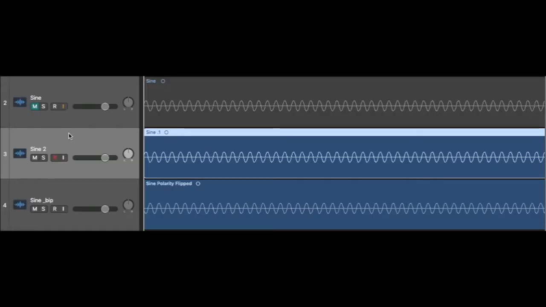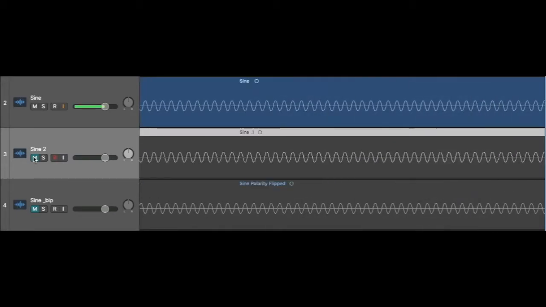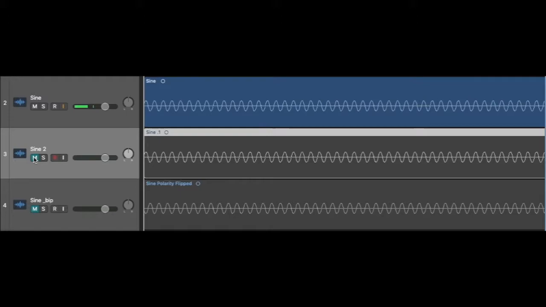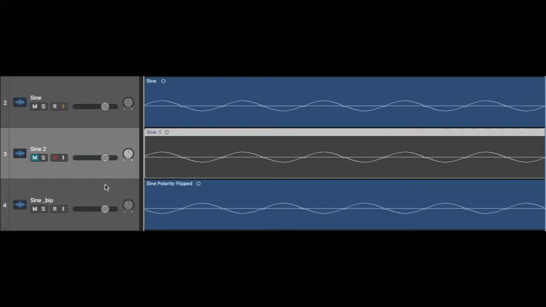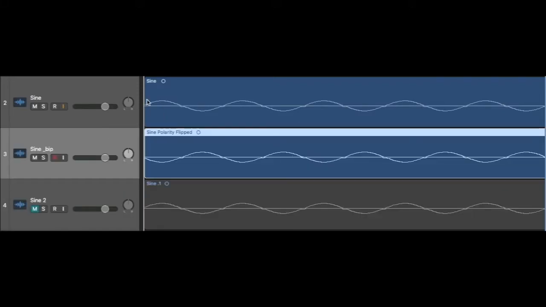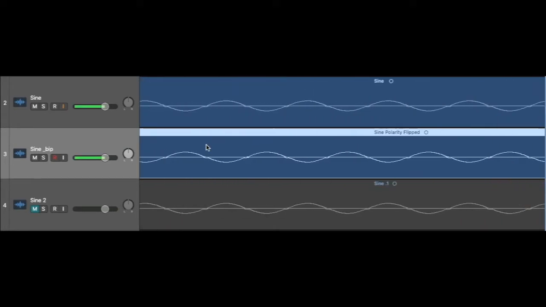So in this Logic project, we have one sine wave duplicated, and then we have that same sine wave with the polarity flipped. If you play two at the same time, it just gets louder. However, if we use this flipped polarity sine wave, we put it up against the first one, you can see that it's 180 degrees opposite. We will get silence.